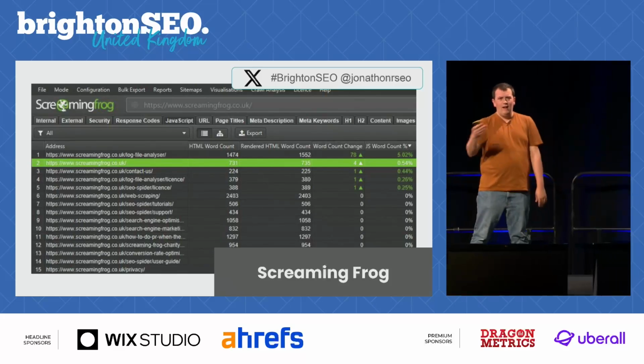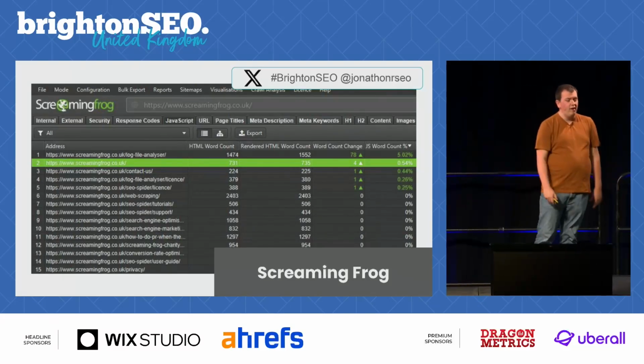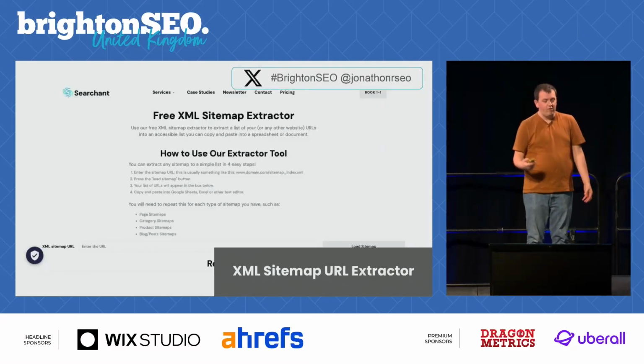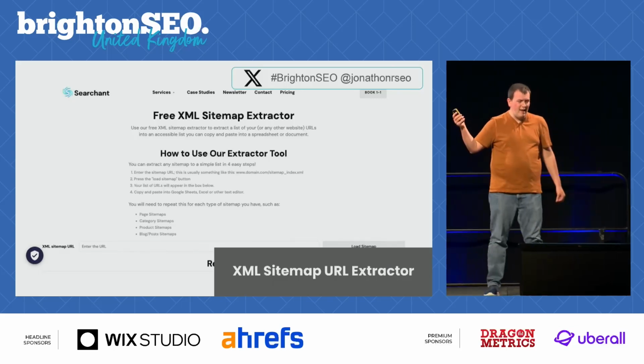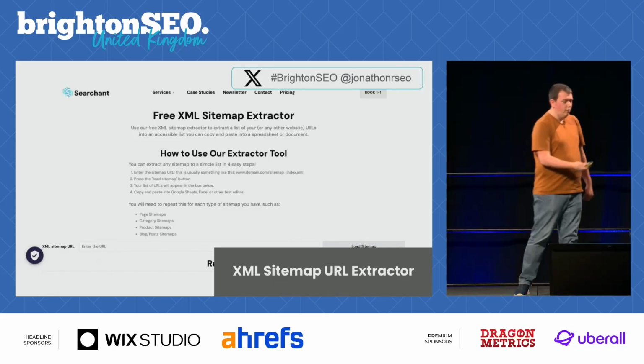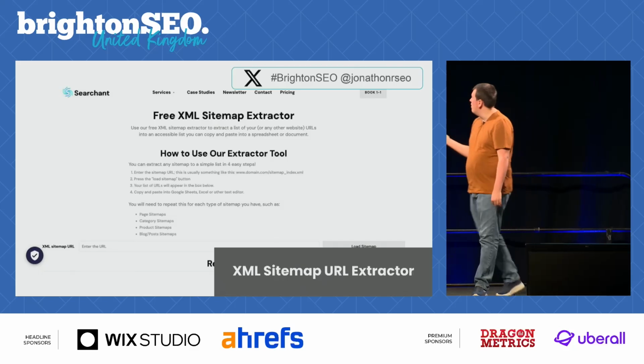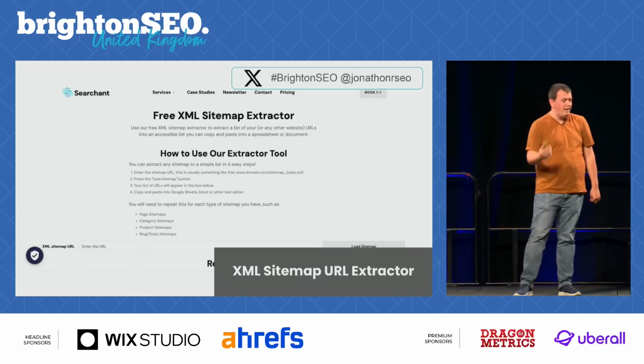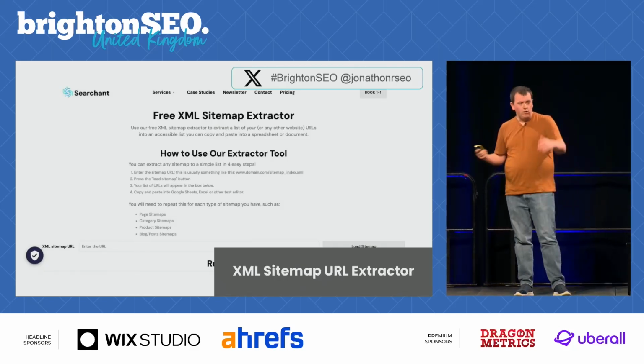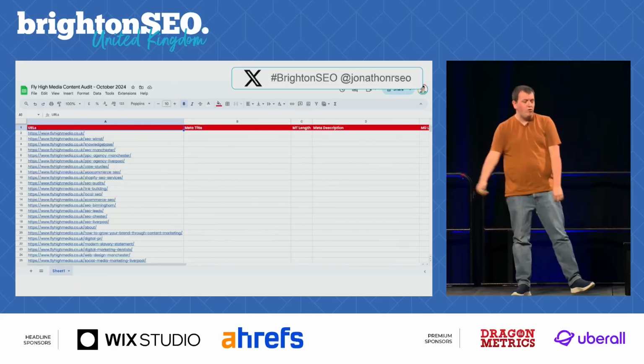We can limit what we want to pull through, really easy. If you haven't got a license for this, you can also use something like an XML sitemap URL extractor. This is just one I found online. So this will enable you to pull through any of the URLs, and then it'll give it in a list, and then you can just paste it straight into Google Sheets.